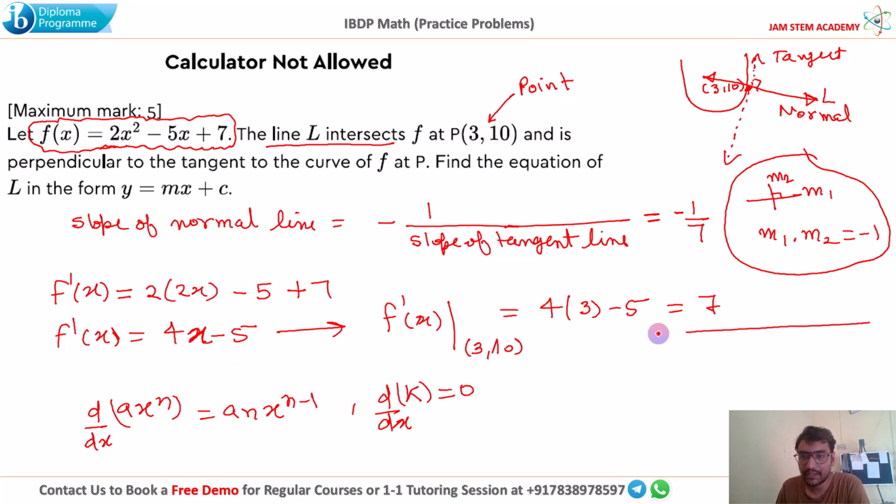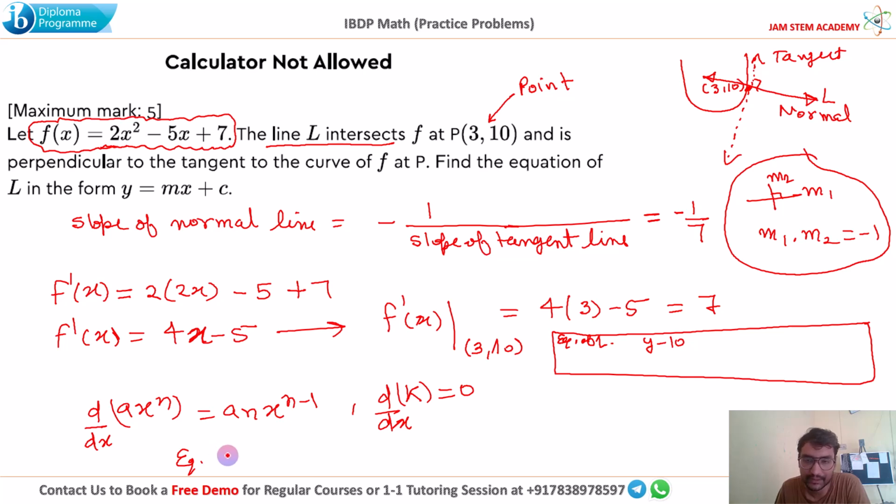So what is the equation of the normal line? The equation of the normal line, or the equation of line L, is going to be y minus y1, means y minus 10. I'm using this equation: the equation of any line passing through the point (x1, y1) with slope m is given by y minus y1 equals m times x minus x1. So let's apply this. We have y minus 10 equals negative 1 by 7 times x minus 3.